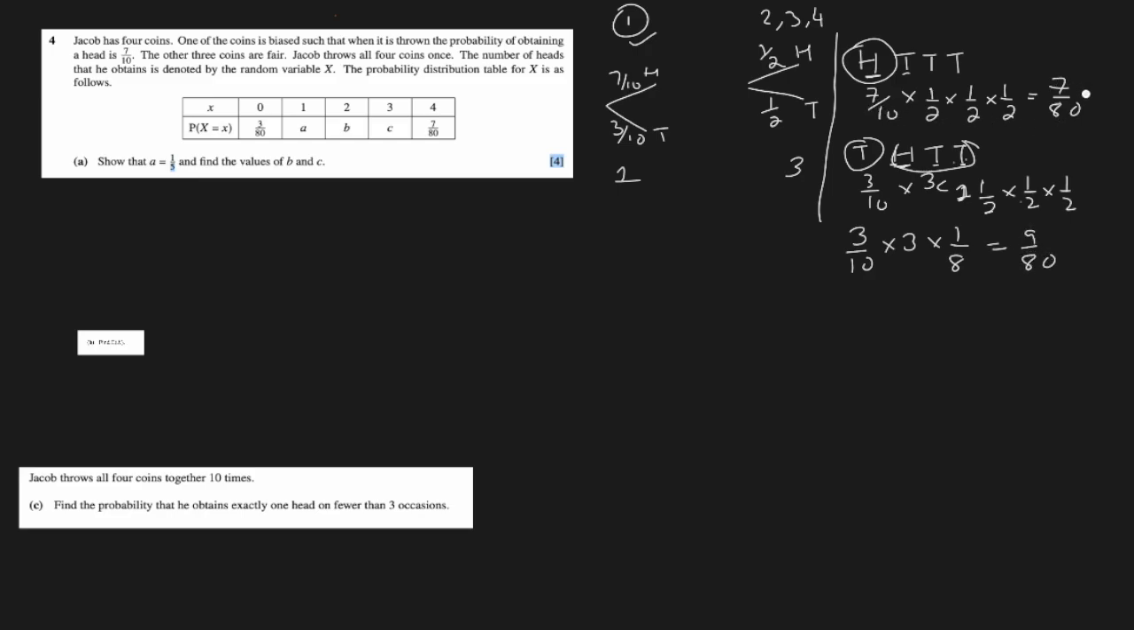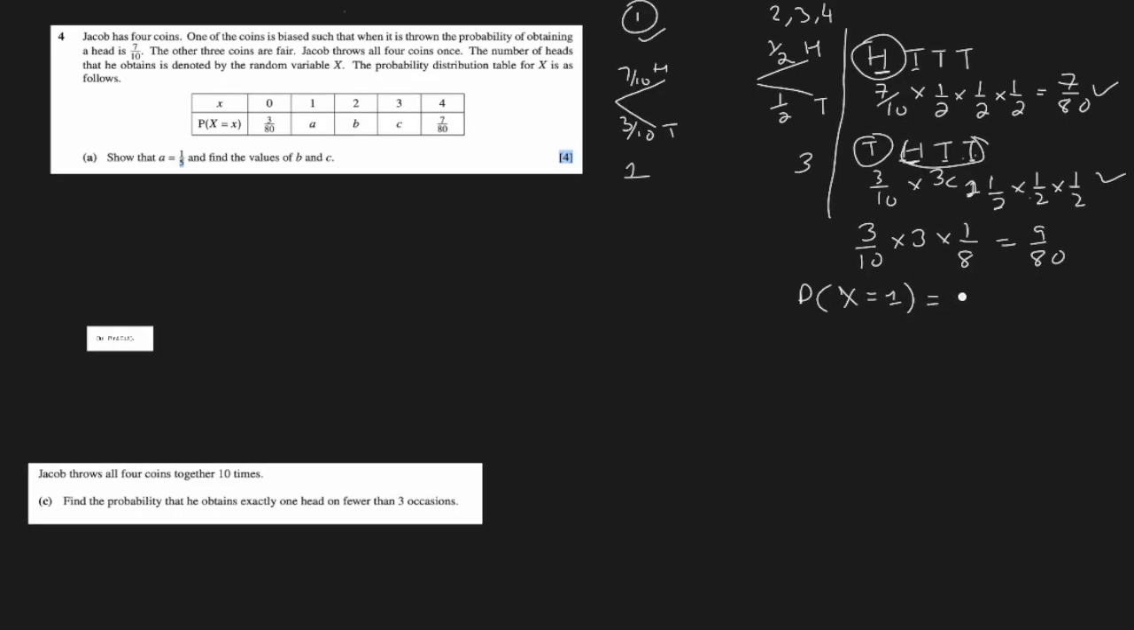So either this will happen, and we'll get one head because of this, or this combination will happen. So the probability of exactly one head, let's write x equal to 1, because they are using probability of x equal to x. So x equal to 1 will be 7 over 80, this one, or 9 over 80, this one, which is 16 over 80, and if we cancel, we get what they want, 1/5. They said show that a is 1/5, and we got 1/5.